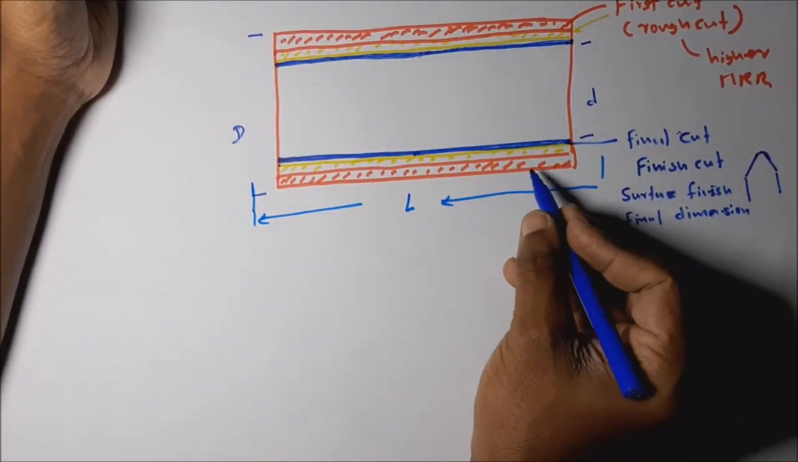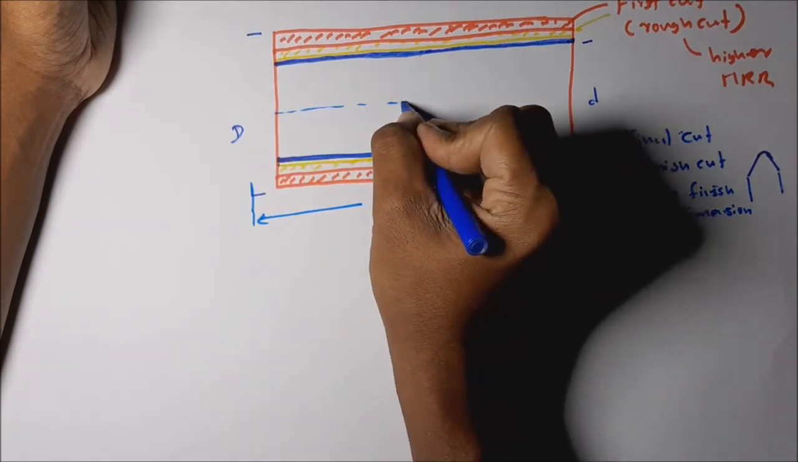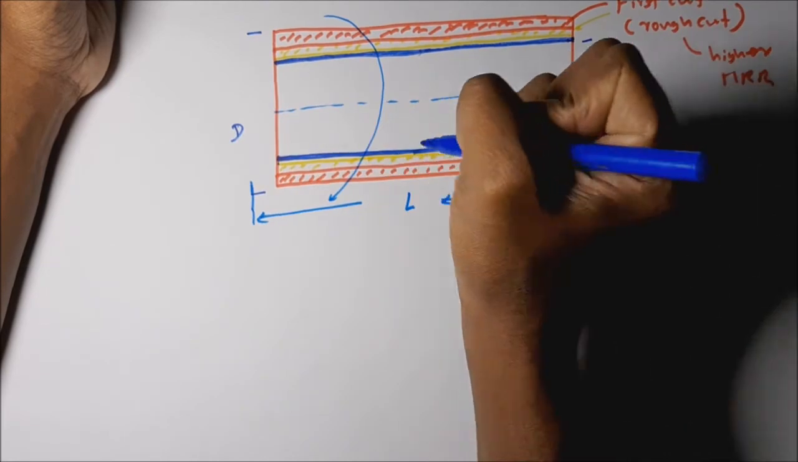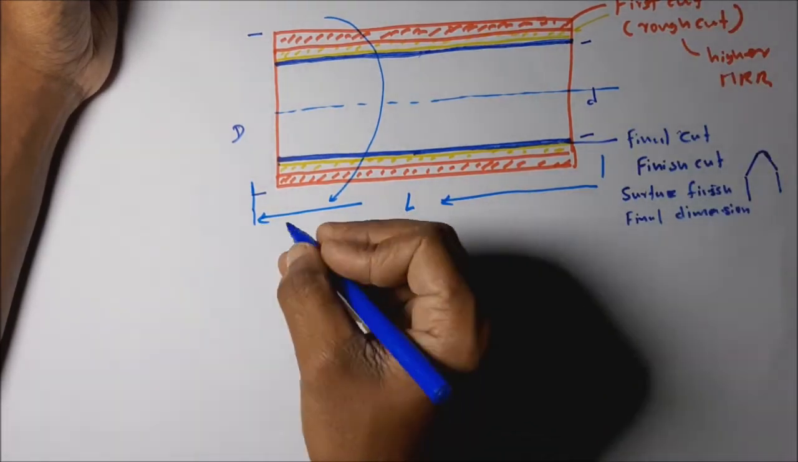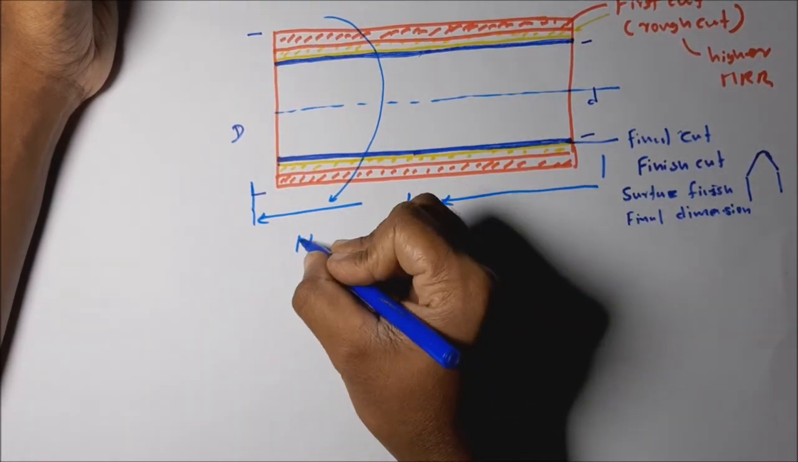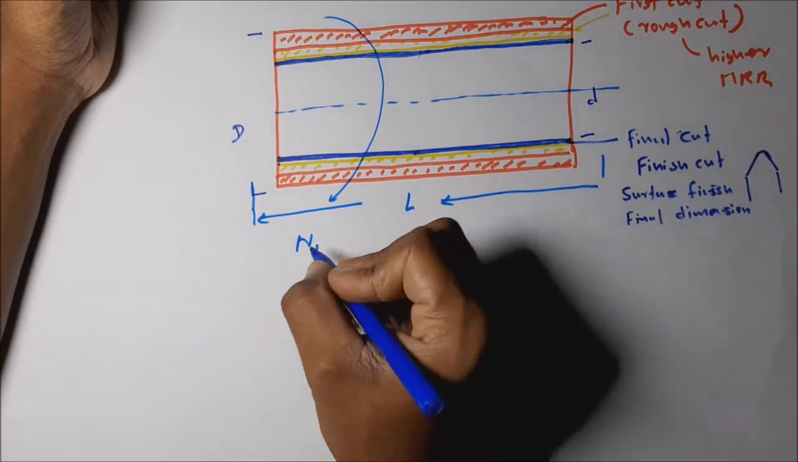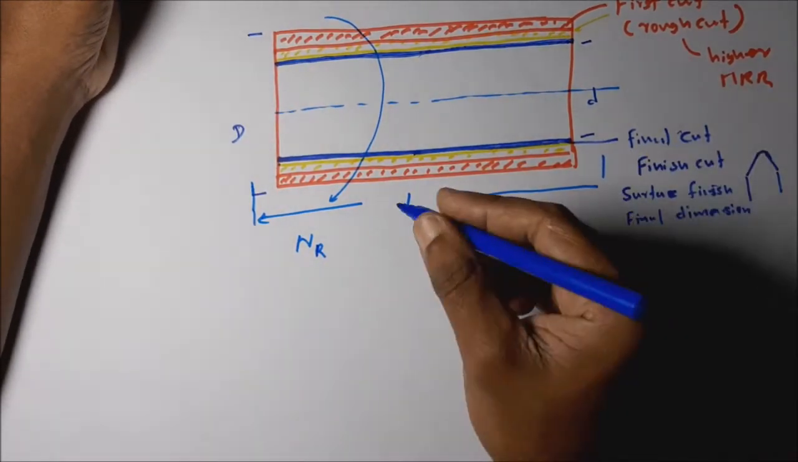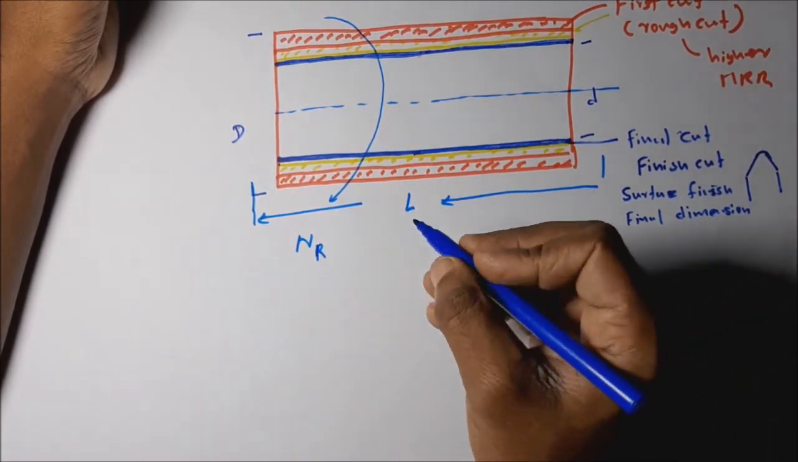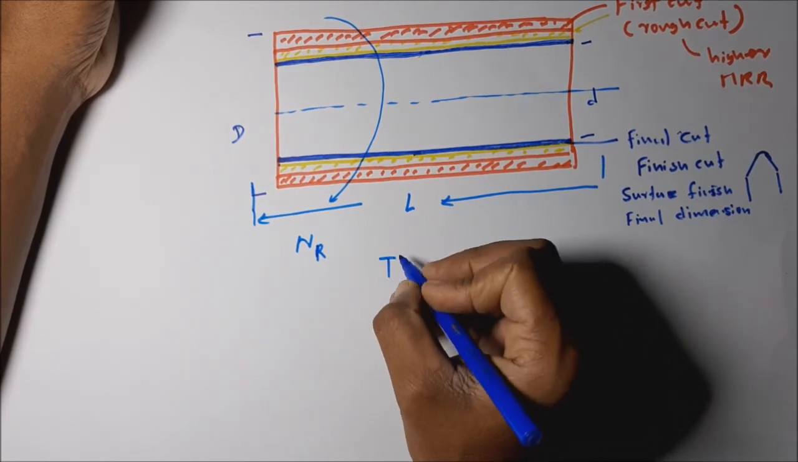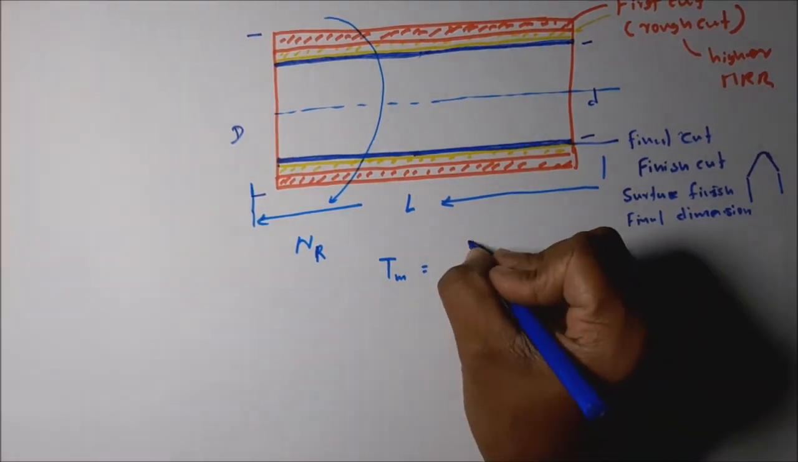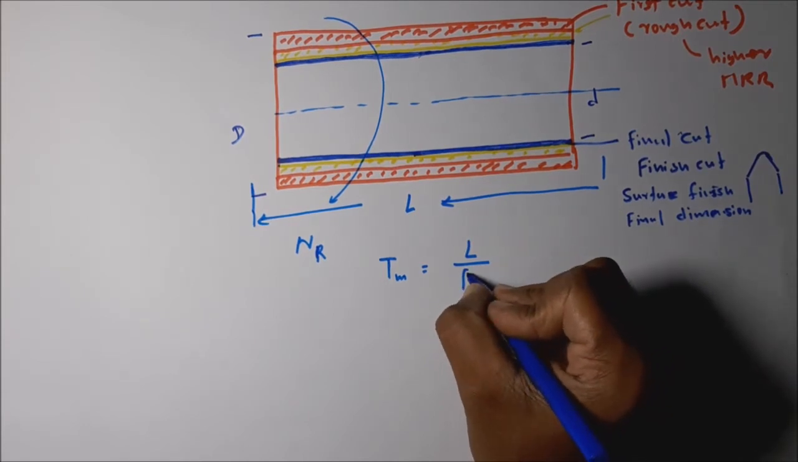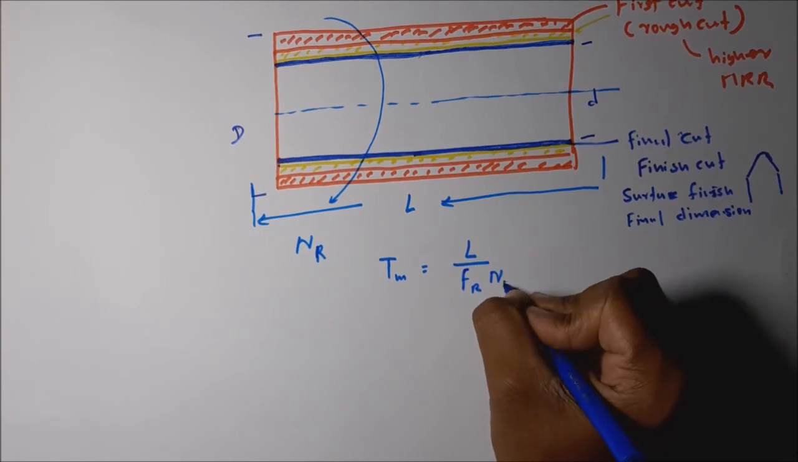For the first two cuts, let's take the rough cutting. The suitable RPM value for the rough cutting is NR. Then we can calculate the total machine time for one rough cut. TM is equal to total L divided by FR, the feed rate for the rough cutting, times NR.